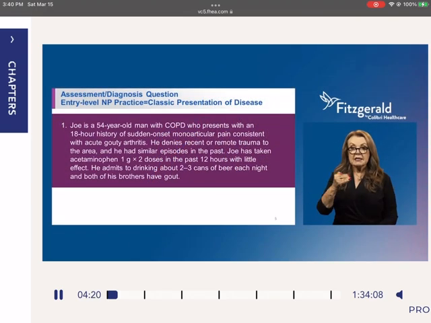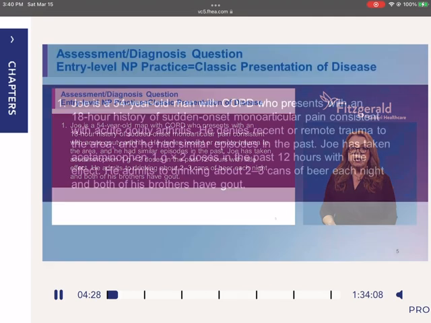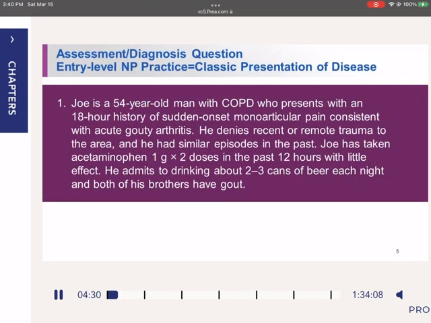So with this, what are they asking us? They're asking us, where is Joe's gout most likely to present clinically? And he denies recent or remote trauma to the area, has had similar episodes in the past. Joe's taken acetaminophen 1 gram times 2 doses in the last 12 hours with little effect. He admits to drinking about 2 to 3 cans of beer each night, and both his brothers have gout.